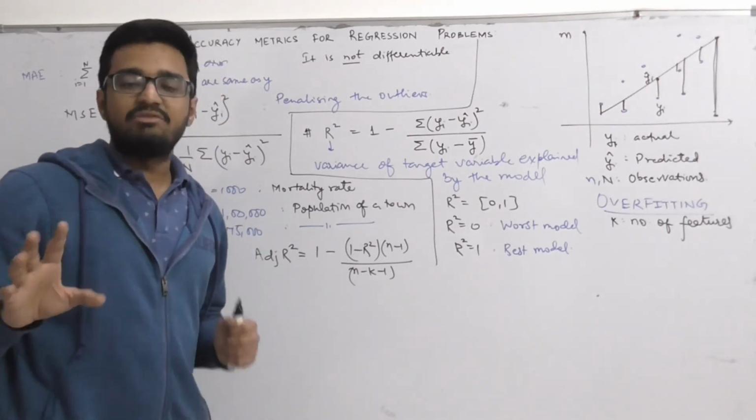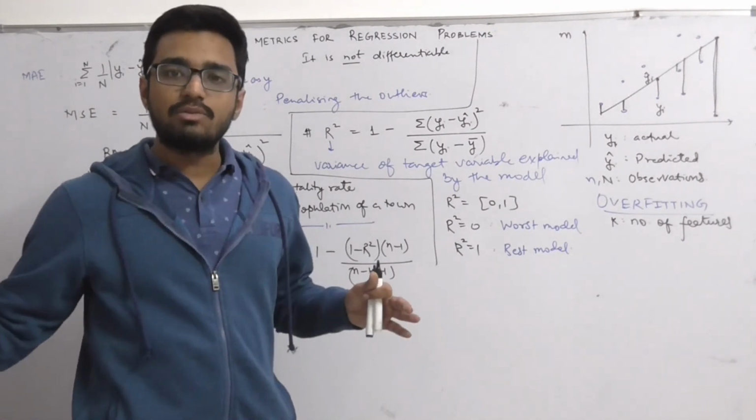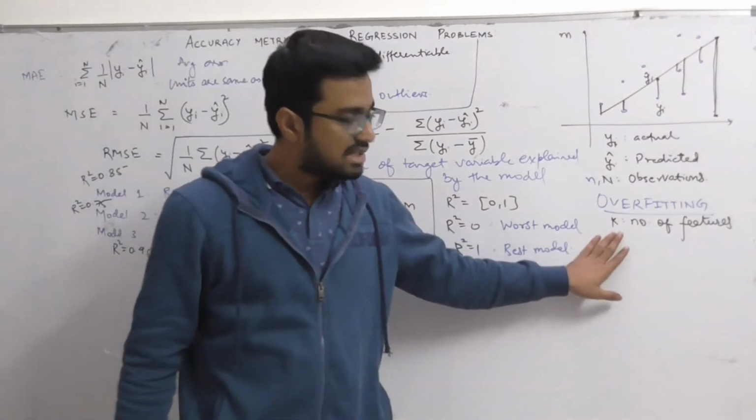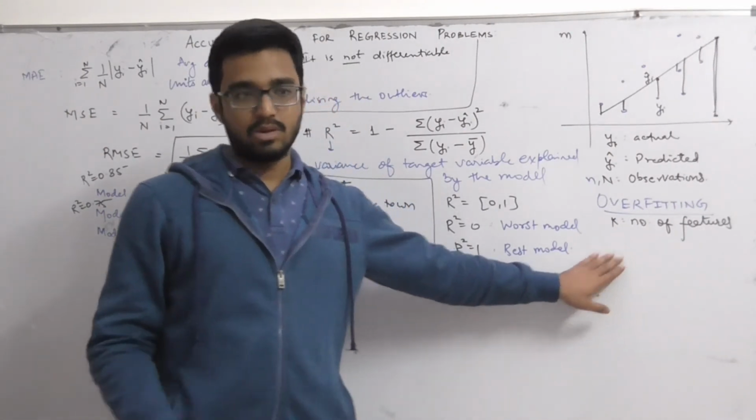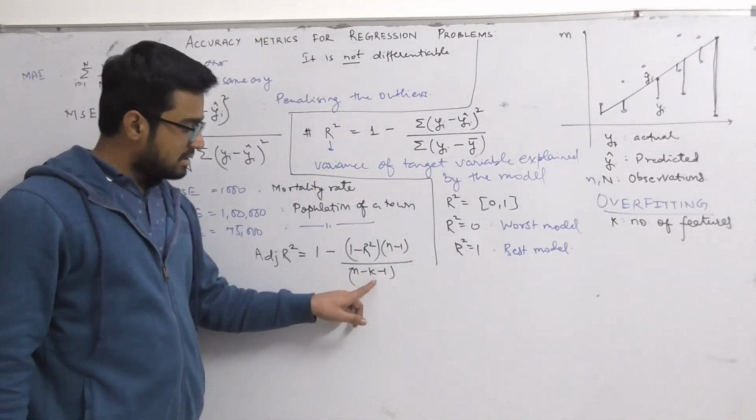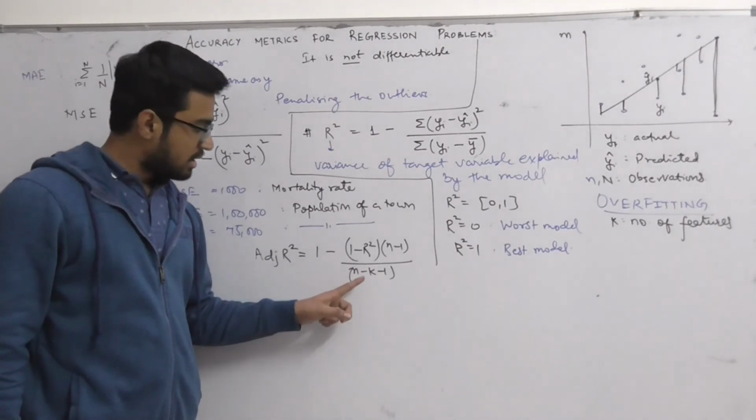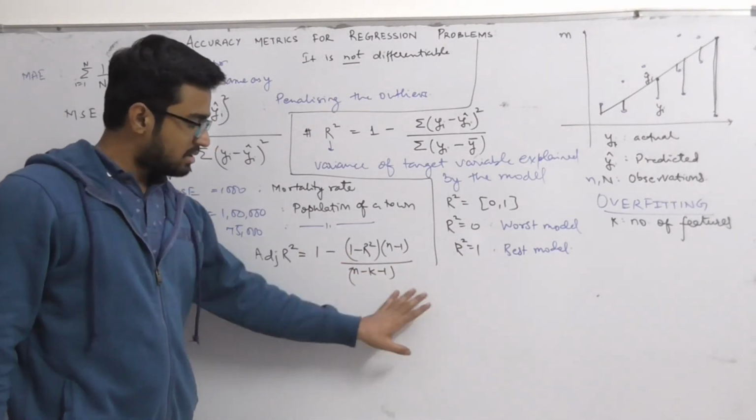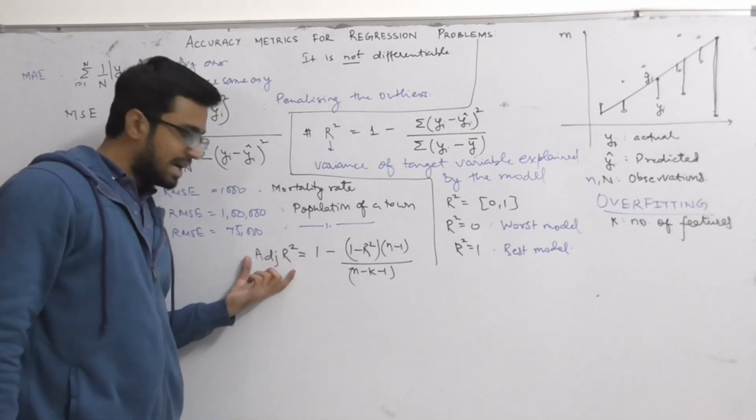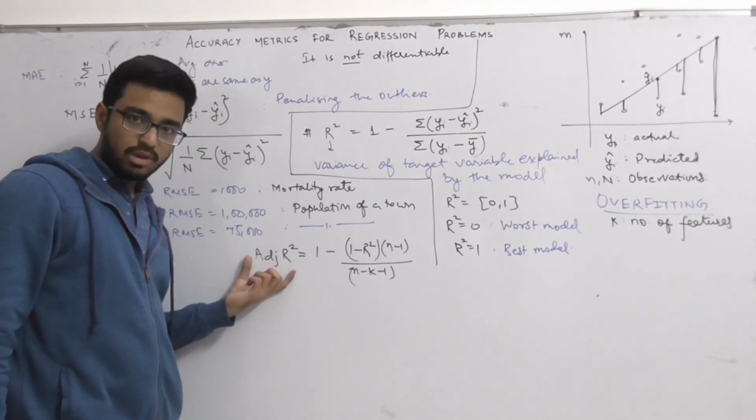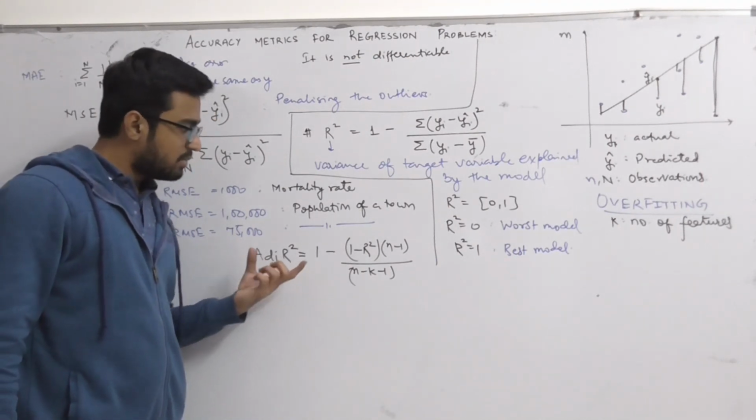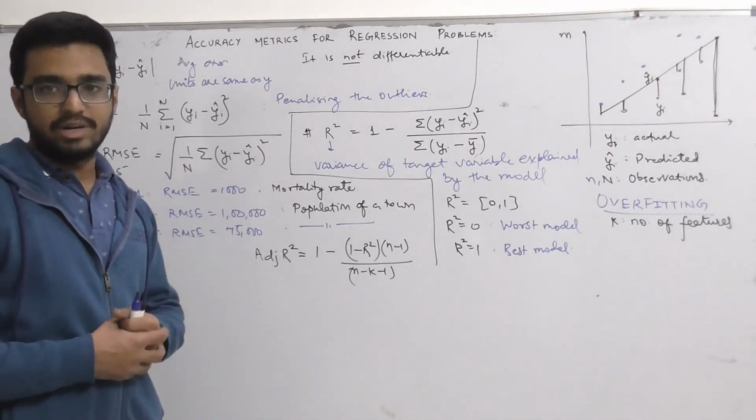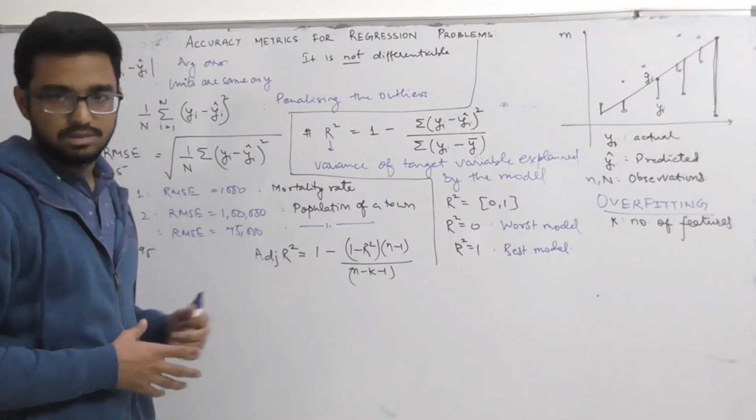So if we have a large number of features that are just adding noise, in that case k would be much larger. If k is larger, this term would be smaller, so this whole term would be larger, and 1 minus a larger value would reduce the adjusted R square. So adjusted R square would be less than the R square, hence it is telling that your model is overfitting in the case when k is large.